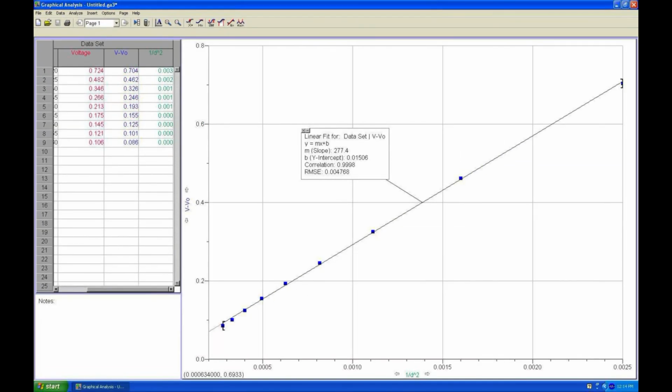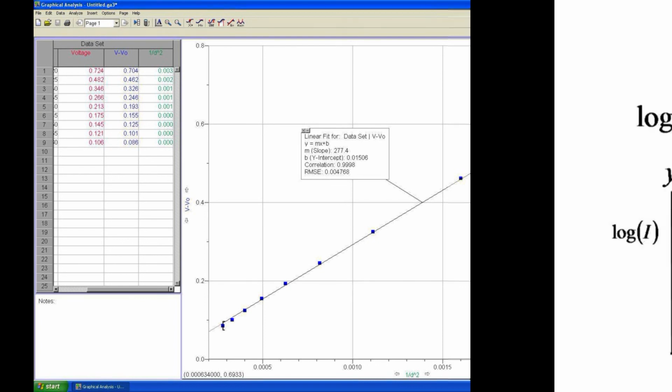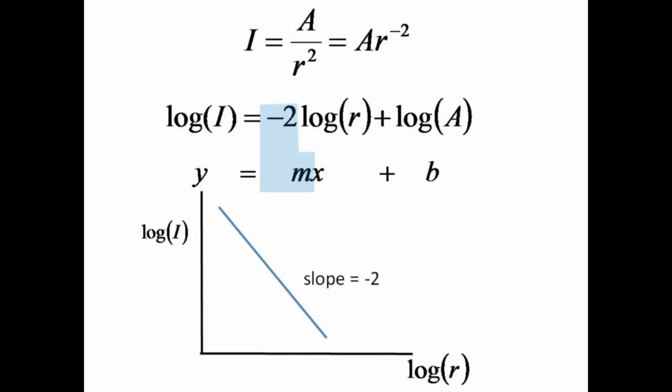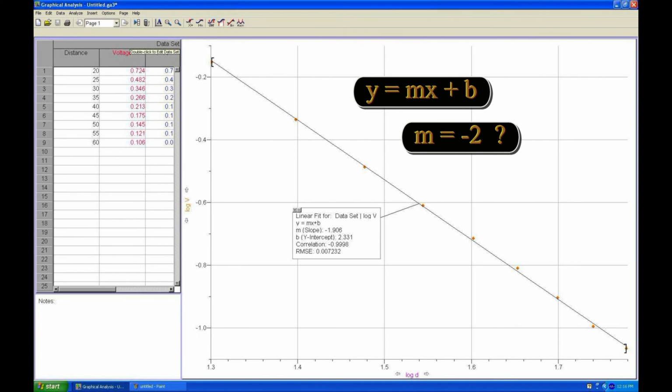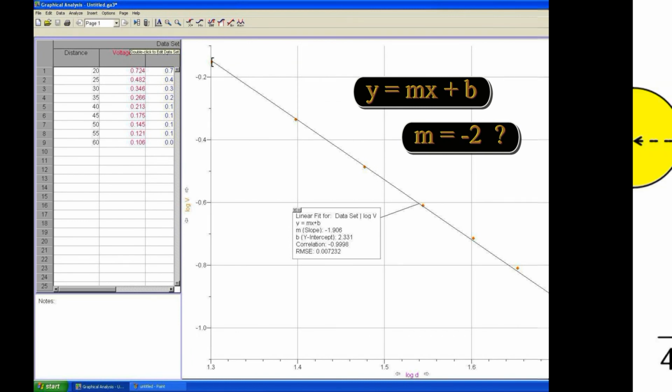Plot intensity versus 1 over r squared. This is expected to be a straight line. The correlation coefficient will indicate how nearly straight the data is. Remember that plotting the log of intensity versus the log of distance is expected to be linear with a slope of -2. Here's what the log-log graph might look like.